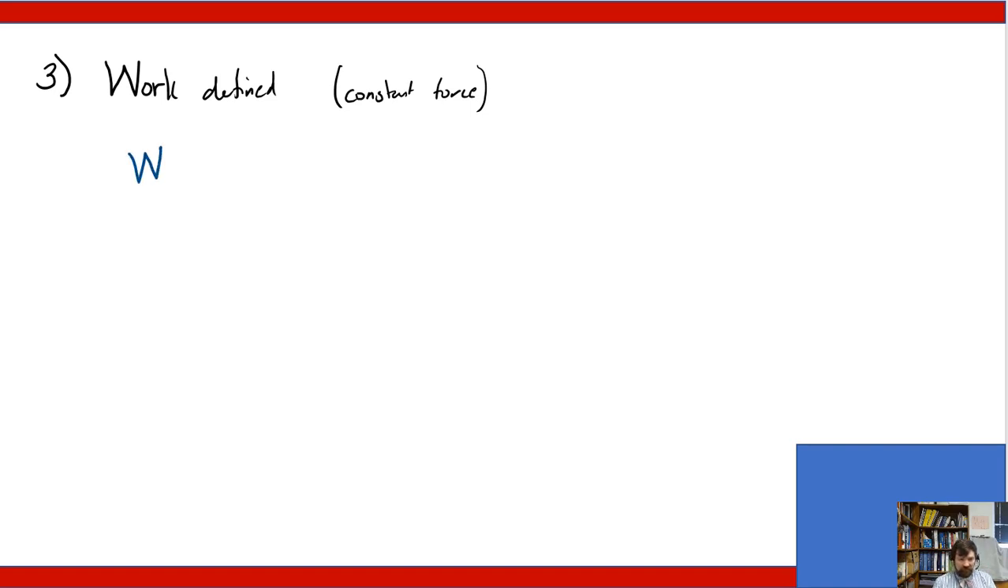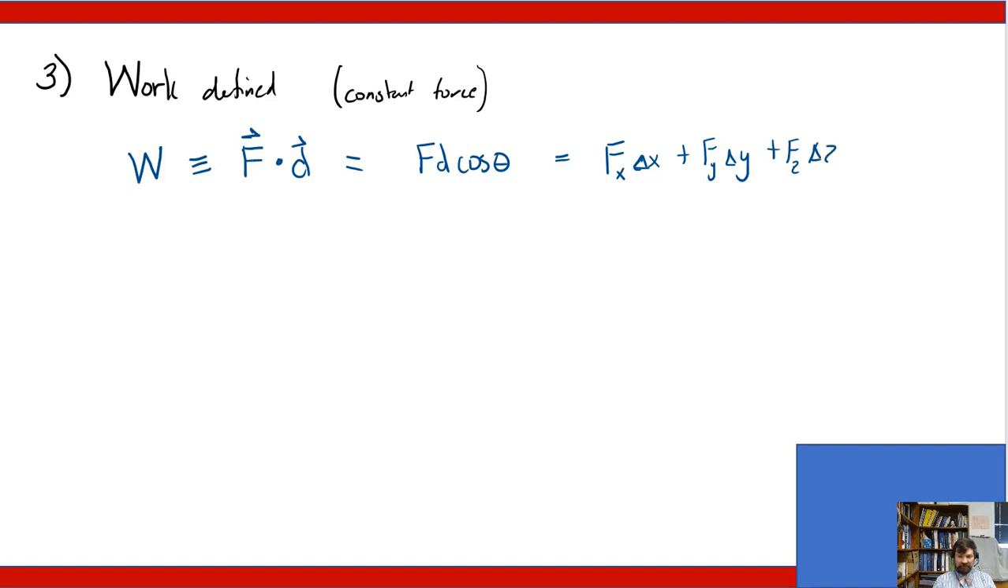So the way that work was defined for a given force, triple bar means defined as, it's the force dotted with the displacement. And what that looks like is either F times D times cosine theta, or in vector form, this is Fx times delta x plus Fy times delta y plus Fz times delta z.